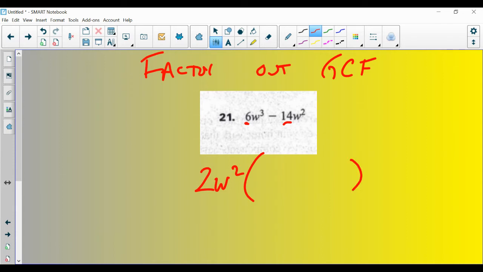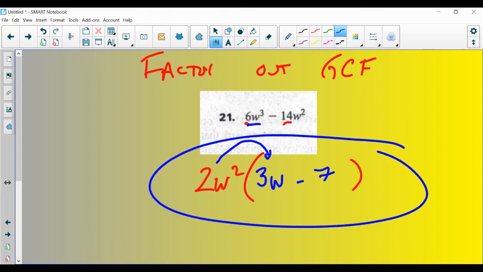The directions said, though, to factor it out, which means undo the distributive property. Write that number out front. So what you're asking yourself is 2w squared times what would give you 6w to the third. So that would be 3, because 2 times 3 is 6. And w squared times what would give you w to the third? Just 1w. W squared times w is w to the third. 2 times what is negative 14? That would be negative 7. We already have taken out all of the w's, right? We took out 2 out front. We don't have any left then, so this would be how you would factor out the GCF.